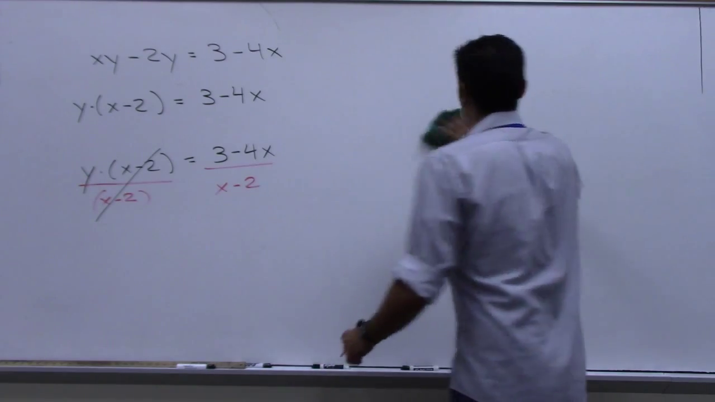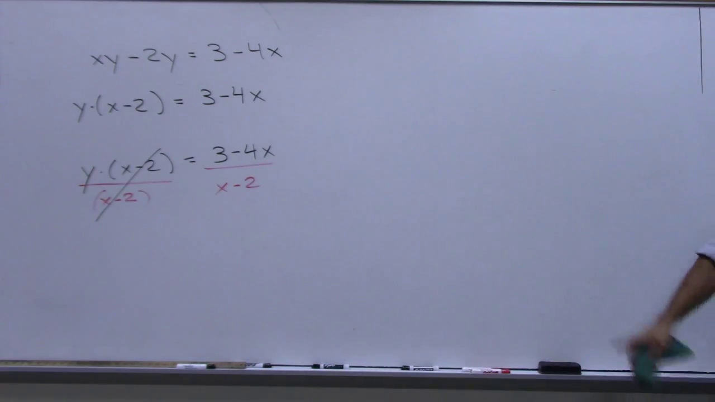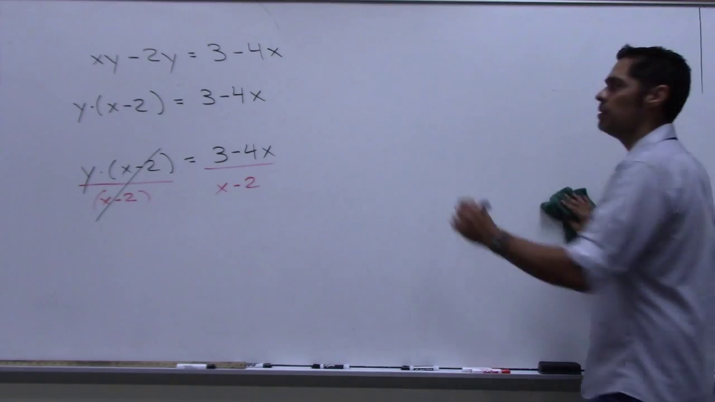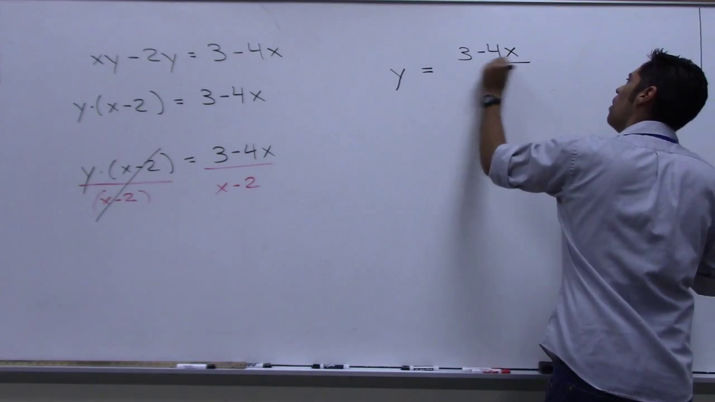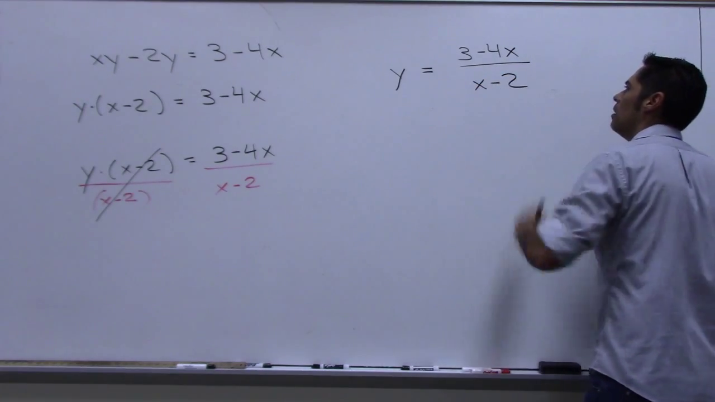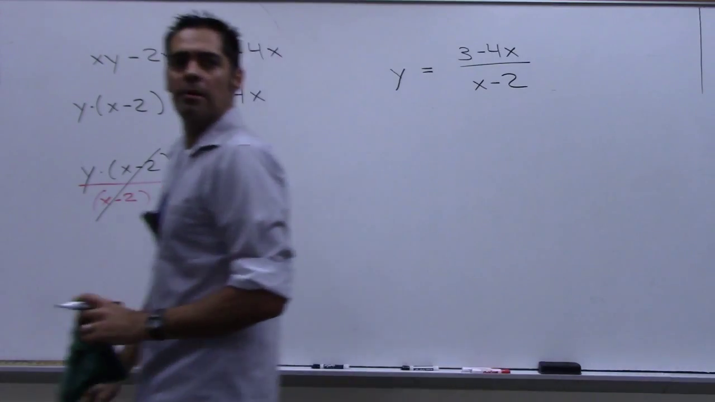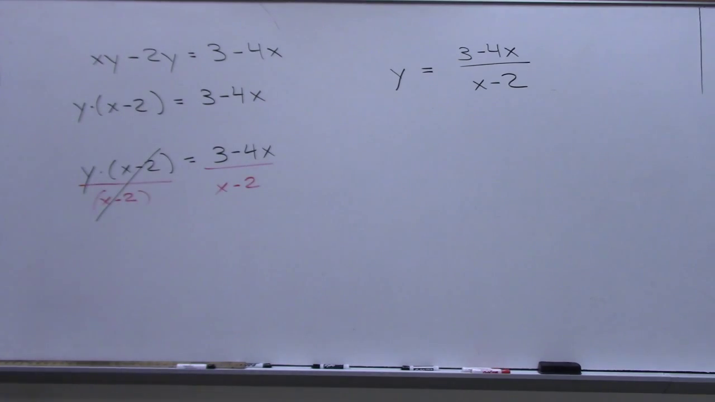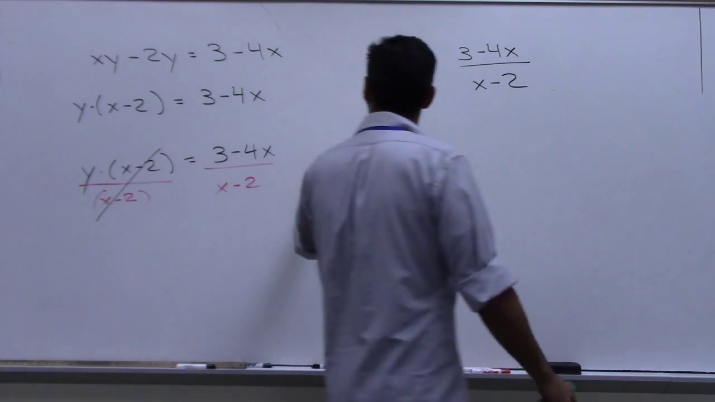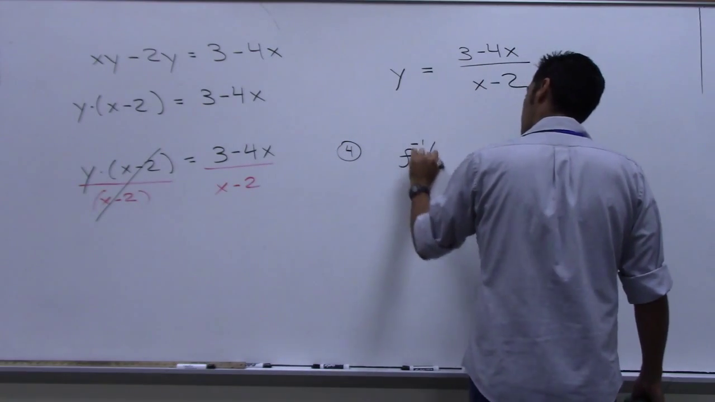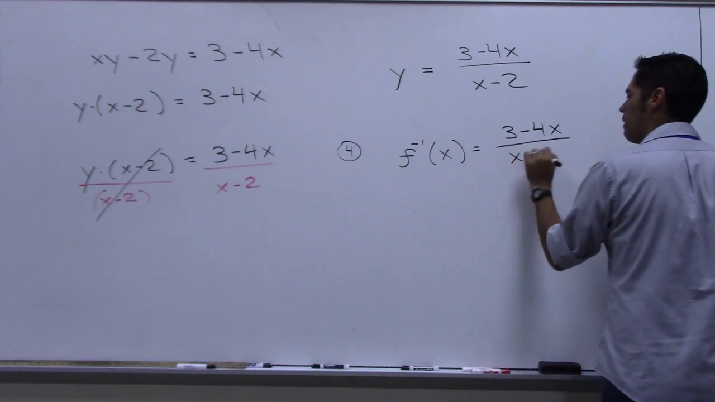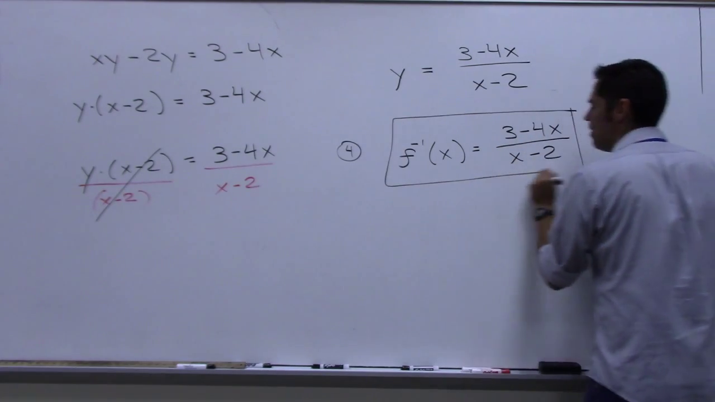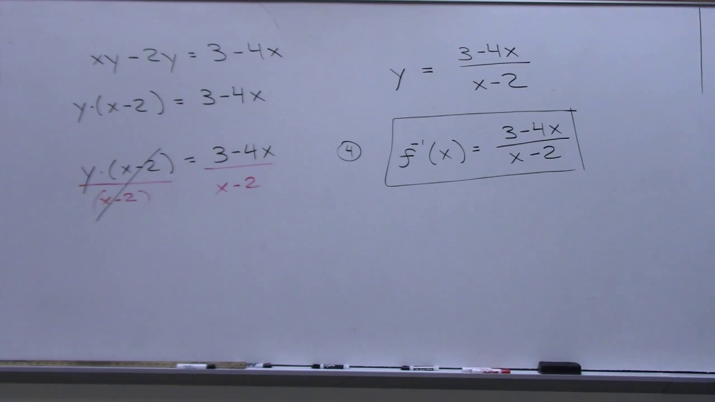Are there any questions up to this point? Do we have y by itself on the left side? Yes. Does y appear on the right side? No, that's what we wanted, right? We have solved for y. Last step is to replace the y with f inverse. You would get full credit if you did that on a test, right?